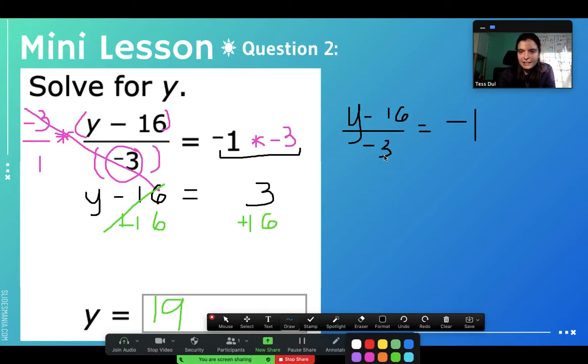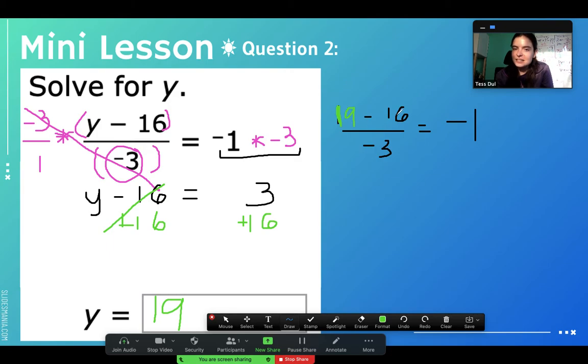So we said that y was equal to 19, so we can replace this y with 19. Come on, here we go. No, I want it to be green. Oh my goodness, okay. We can replace the y with the 19 and see if we're right.